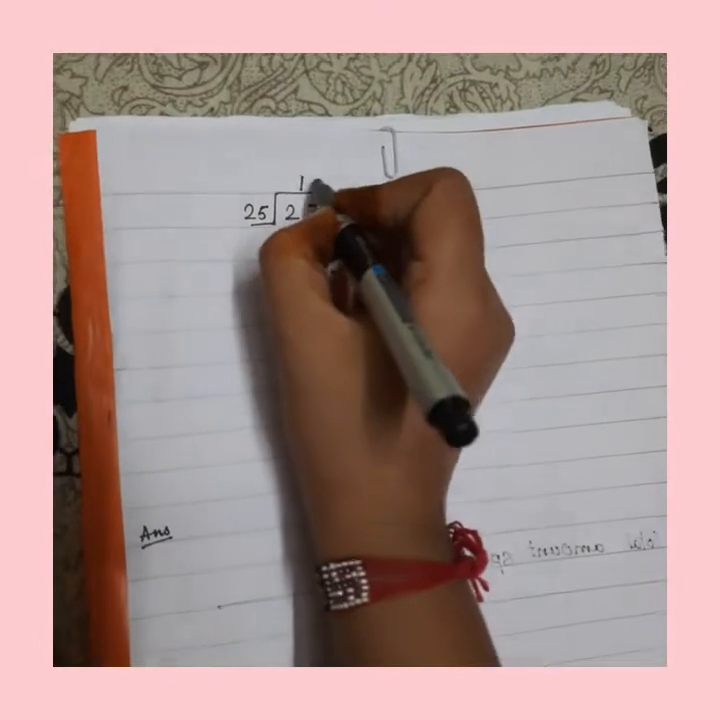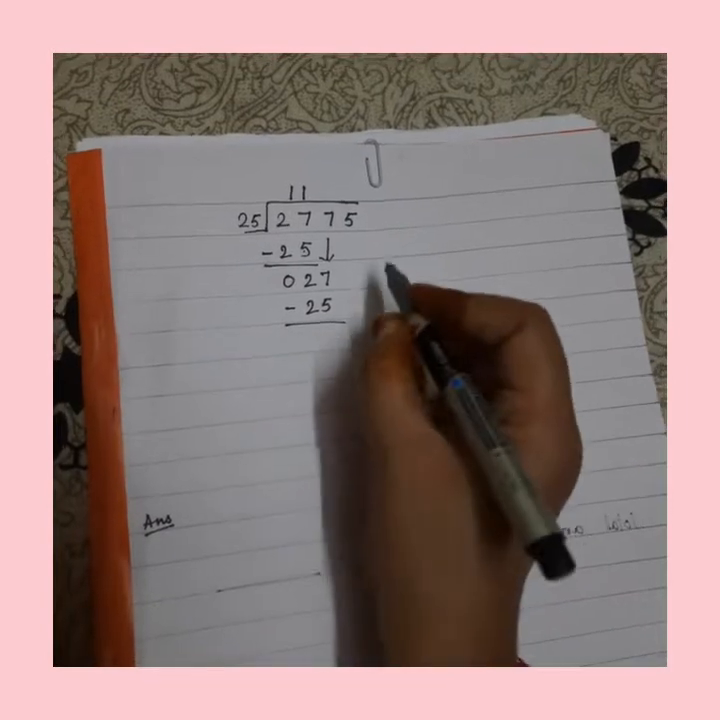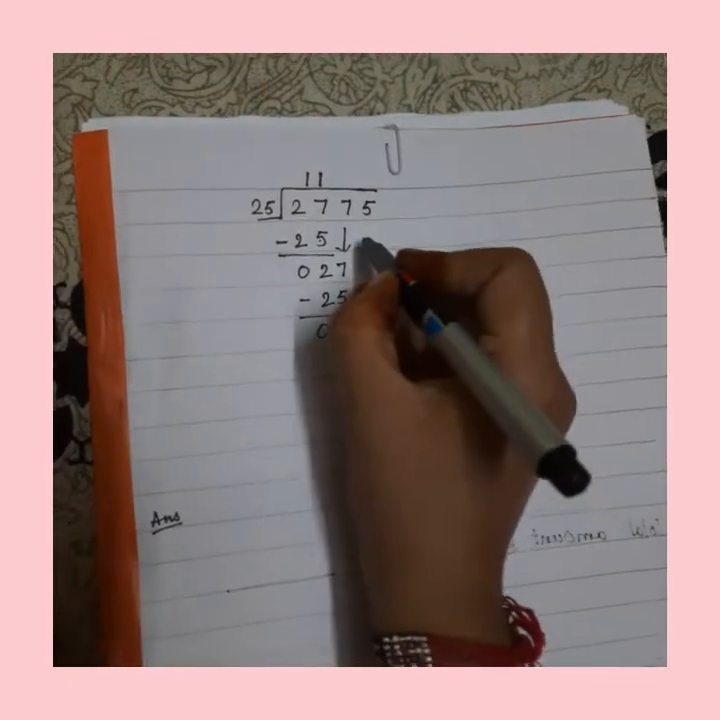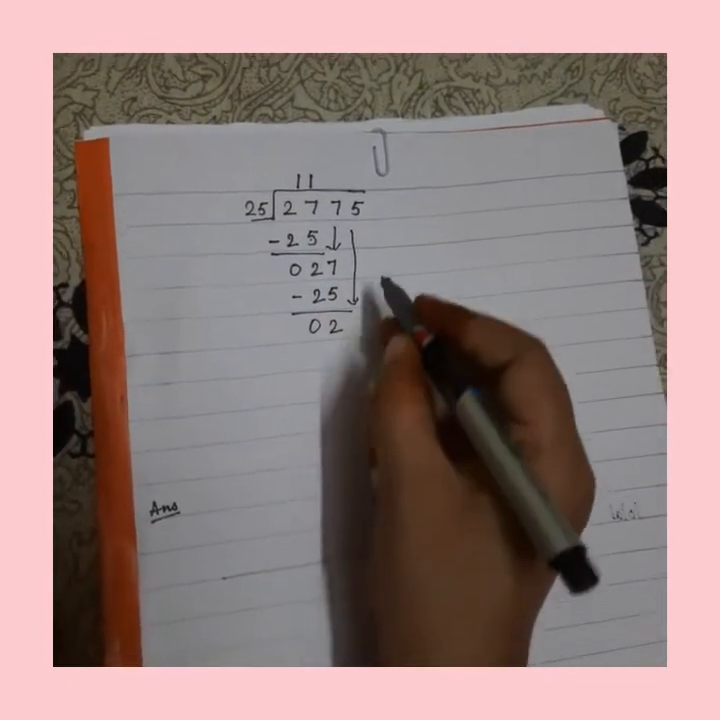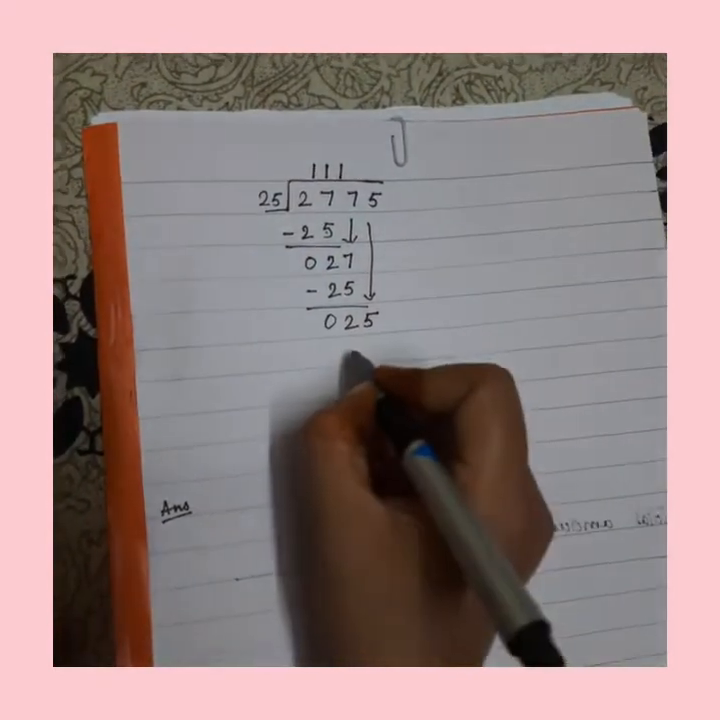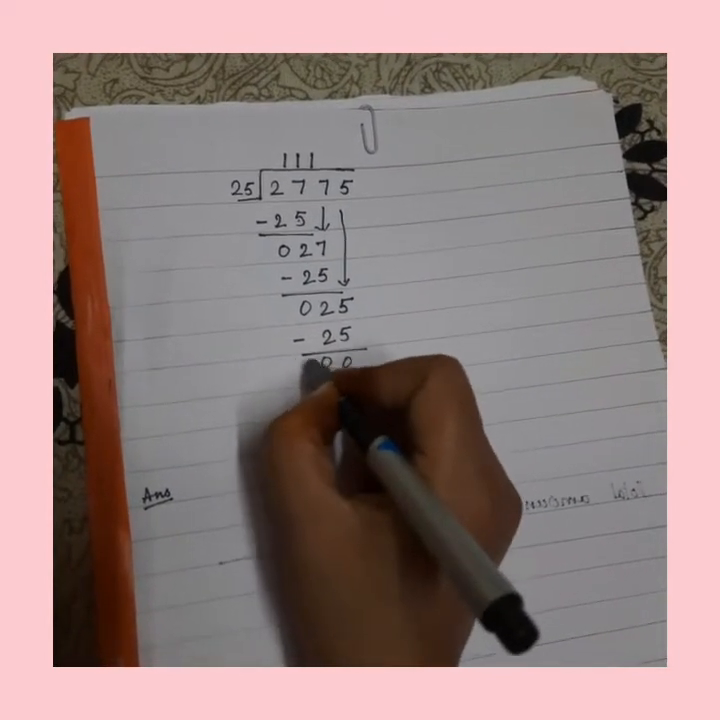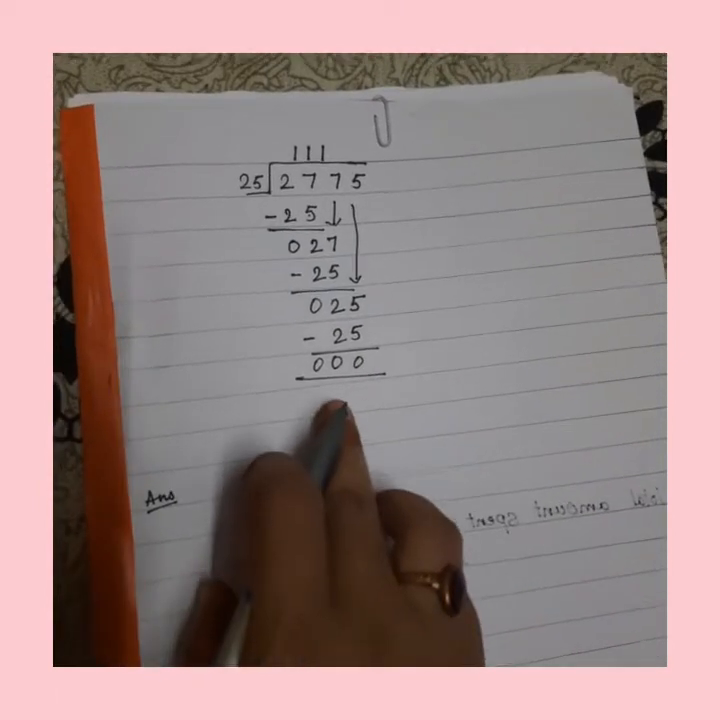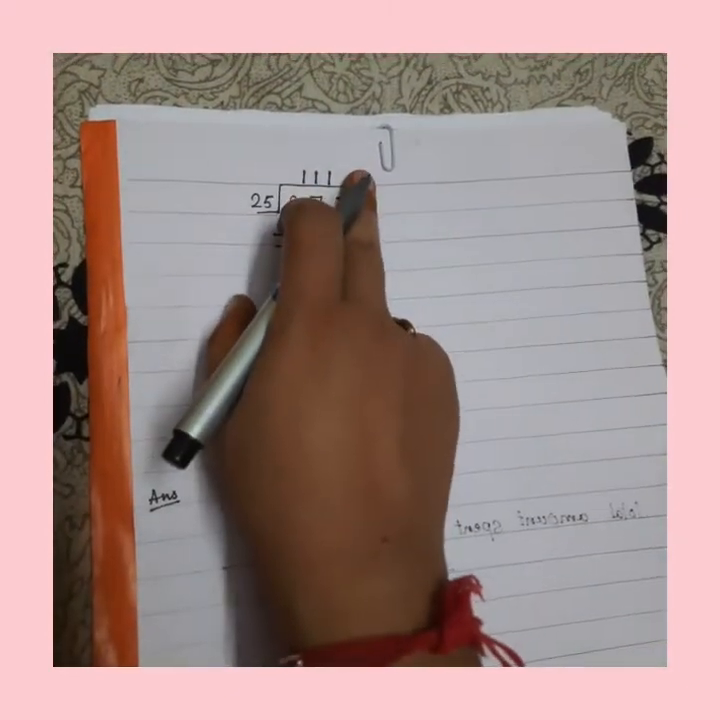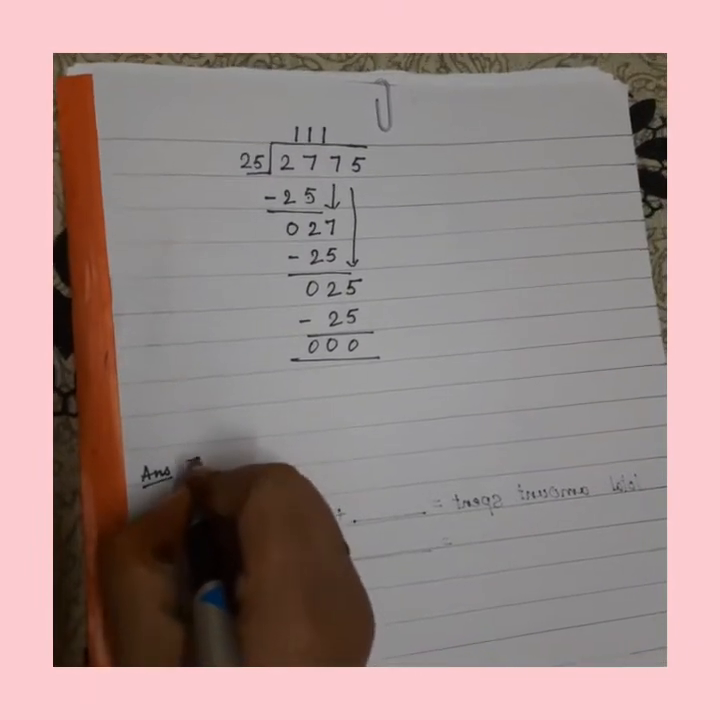Again I can do ones and this will be 25. Minus, 7 minus 5, 2. 2 minus 2 is 0. Again bring this number down. So this will become 25, and again I have to do 25 ones are 25. Minus, 5 minus 5, 0, 2 minus 2, 0 and 0. So here I am getting 0 as remainder. So what is my quotient? It is 111.